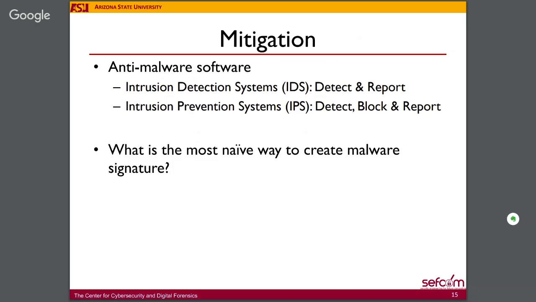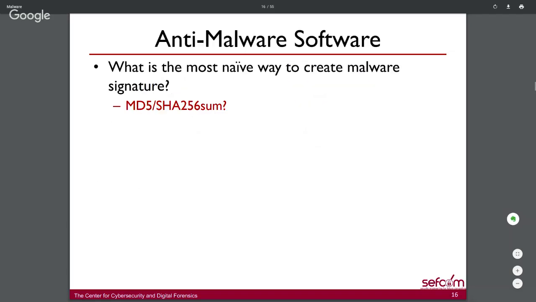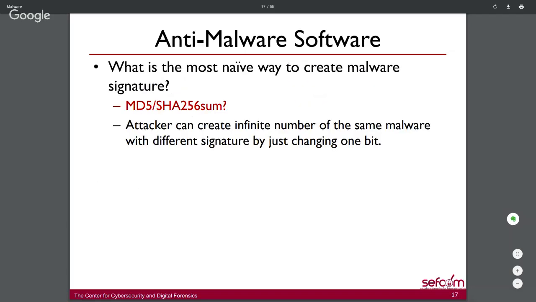So what is the most naive way? What if I ask you to create a fixed-size signature of this binary? What would you do? With a hash? Exactly. A hash is, I would say, the most naive way to create a signature. You already know at least a couple from your assignment. But what is the problem of using a hash? If they change even a single character in the file, then the whole hash will be different. That's a perfect answer. An attacker can create an infinite amount of the same kind of malware with different signatures by just changing one bit of the program's binary, so that it creates a totally different hash.